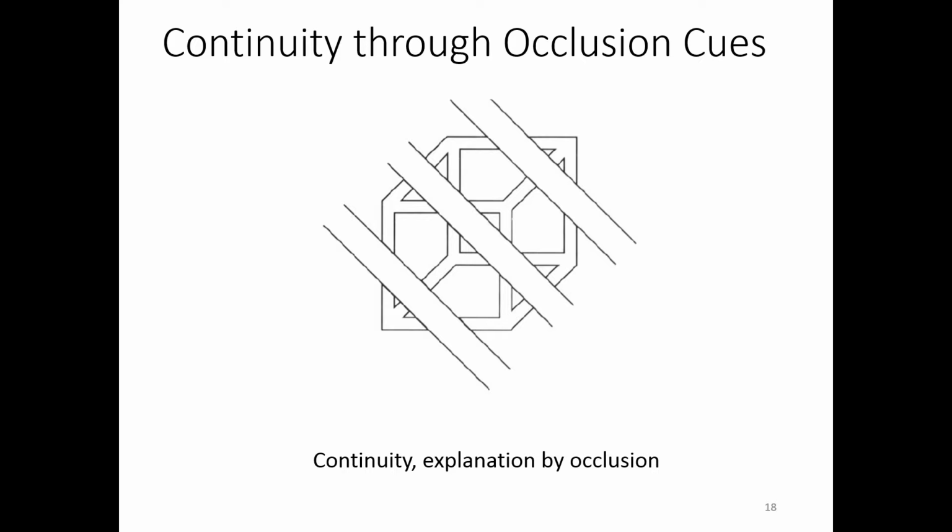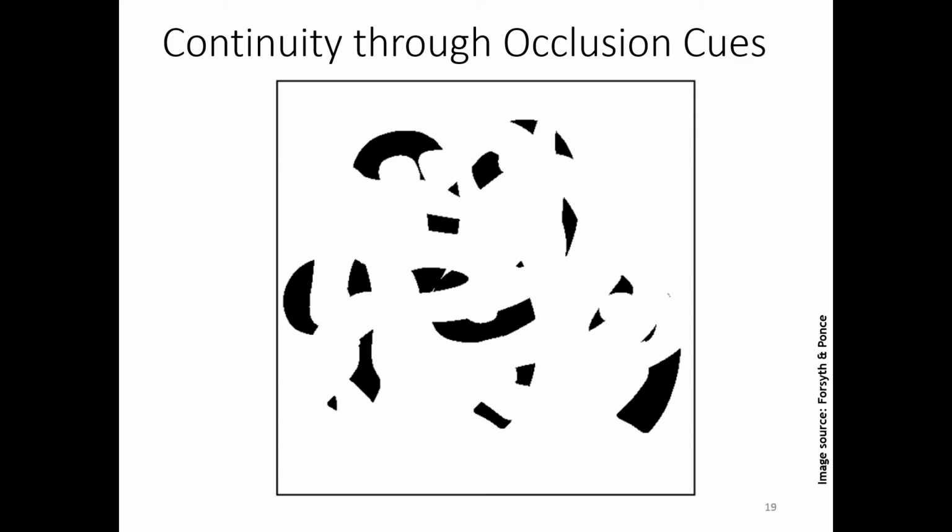It's interesting how, with this occlusion, sometimes you interpret things completely differently, and this is another interesting example. So what do you see again? Can you see anything?